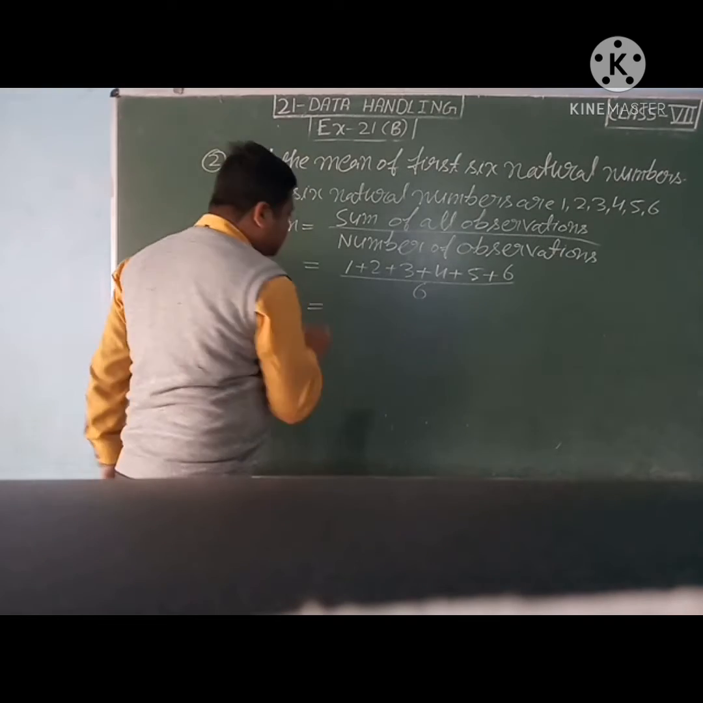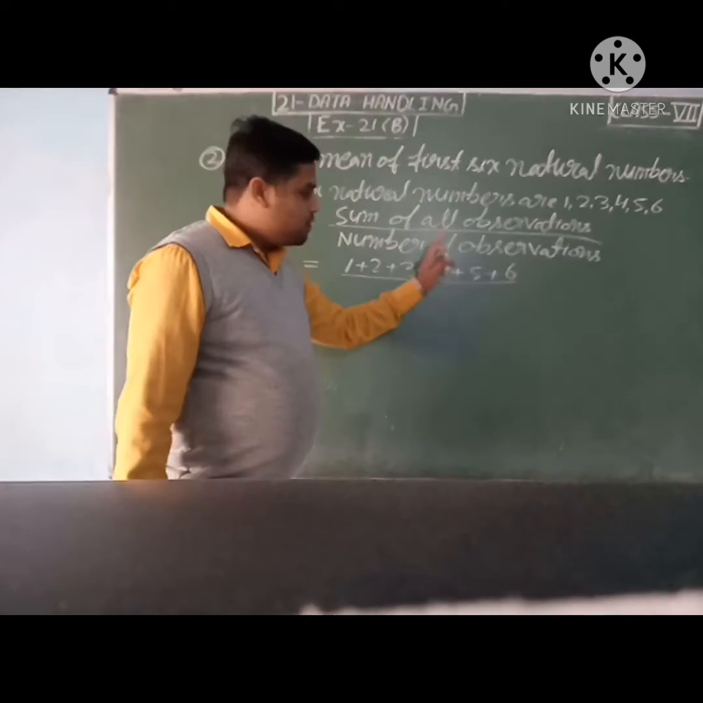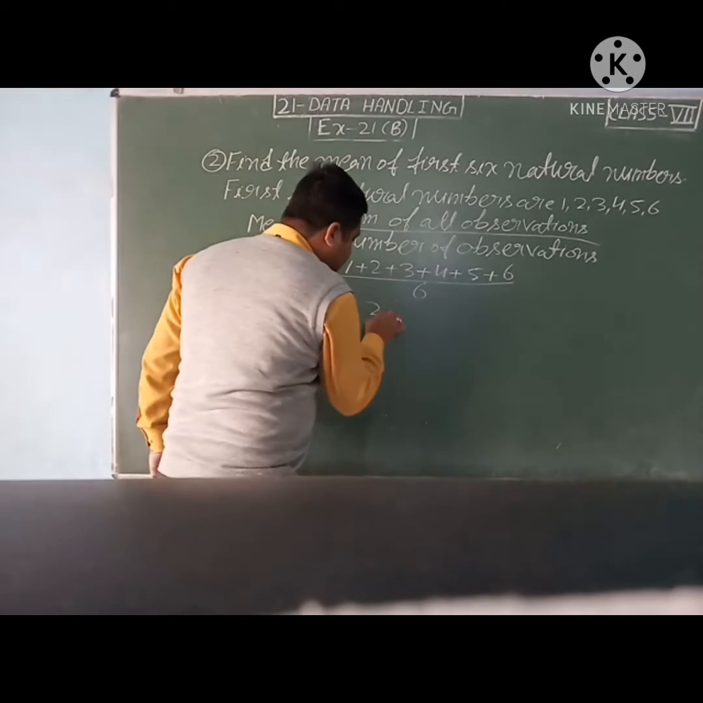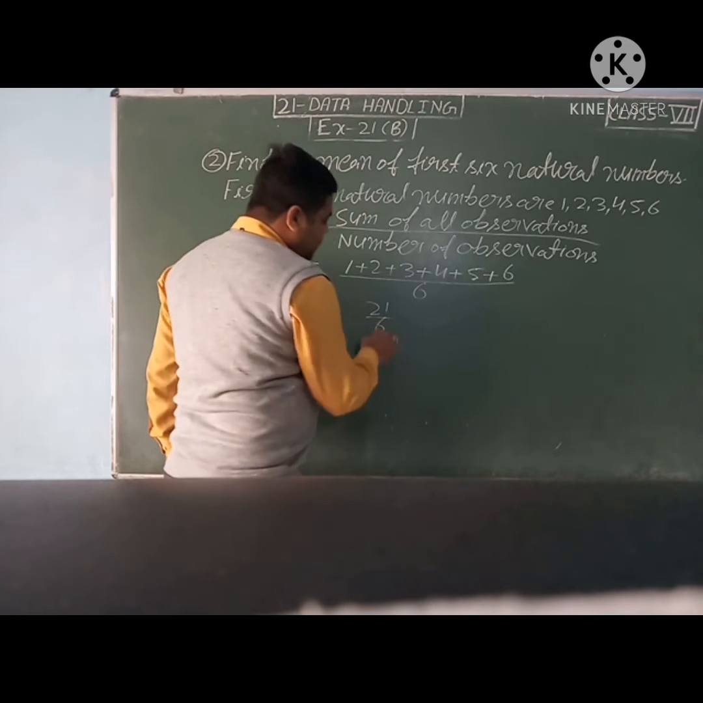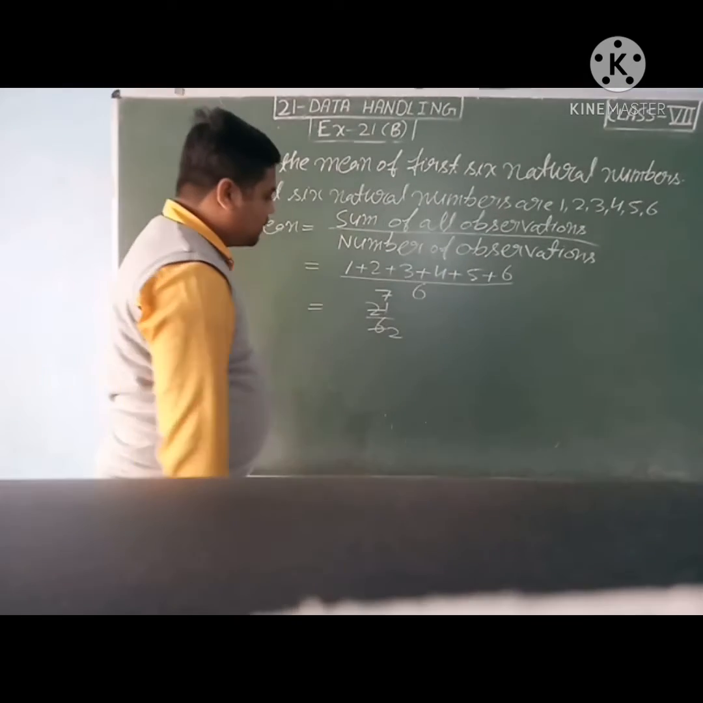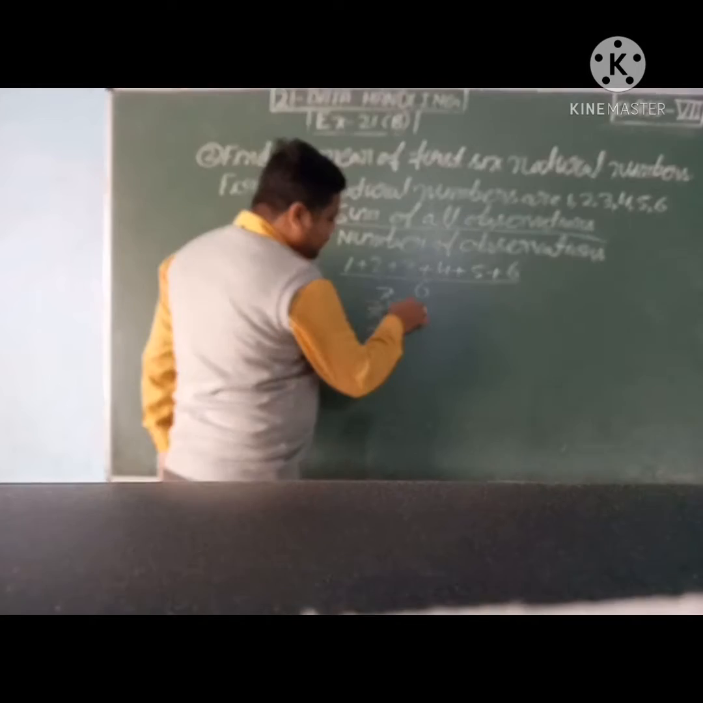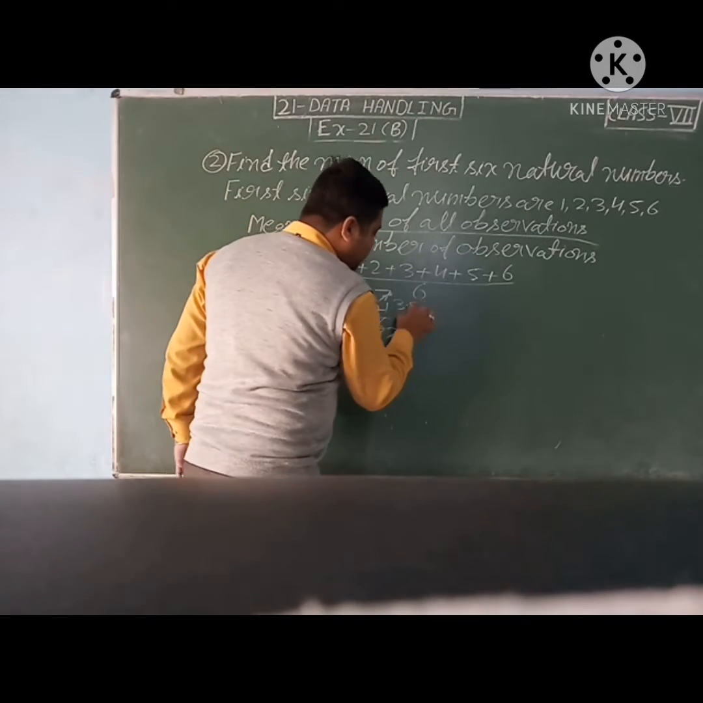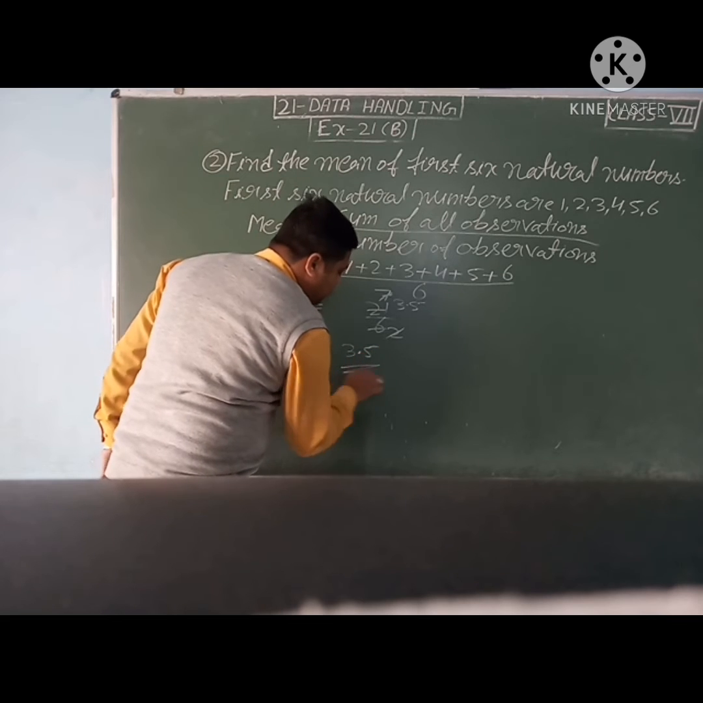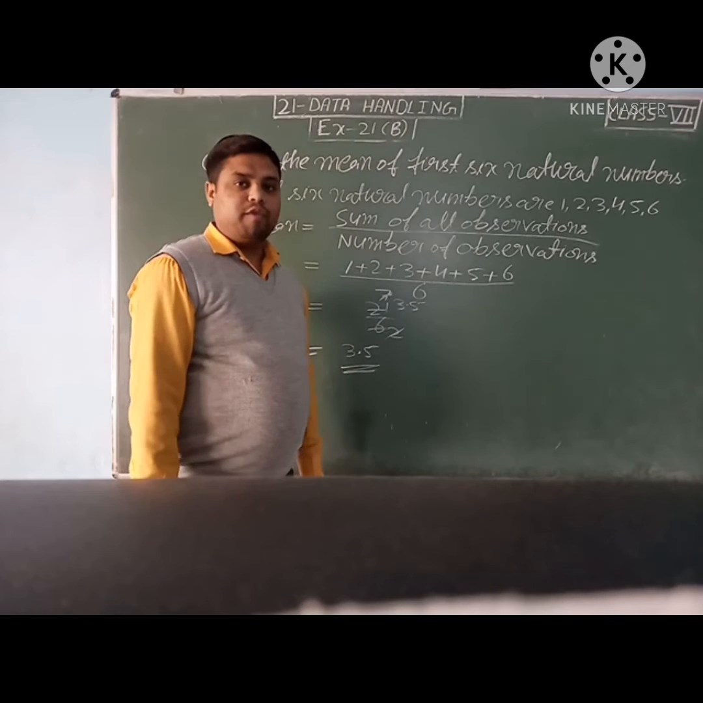So it is equal to 2 plus 1 is 3, plus 3 is 6, plus 4 is 10, plus 5 is 15, plus 6 is 21. So 21 upon 6. 3 2s are 6, 3 7s are 21. So 7 upon 2. 2 3s are 6, 1 is the remainder, decimal, and 0, 2 5s are 10. So it is equal to 3.5. So in the second question, mean is equal to 3.5.